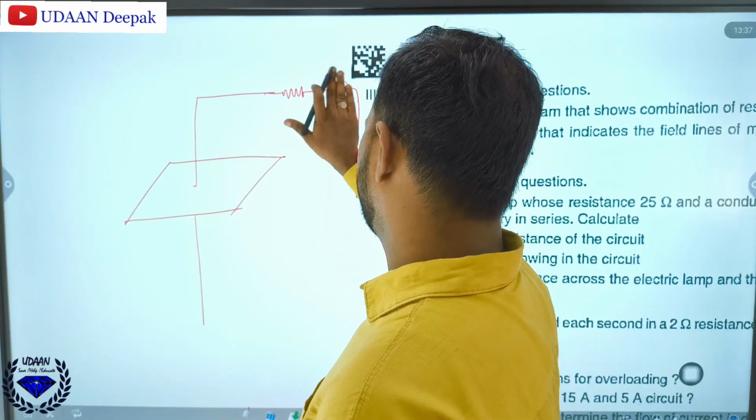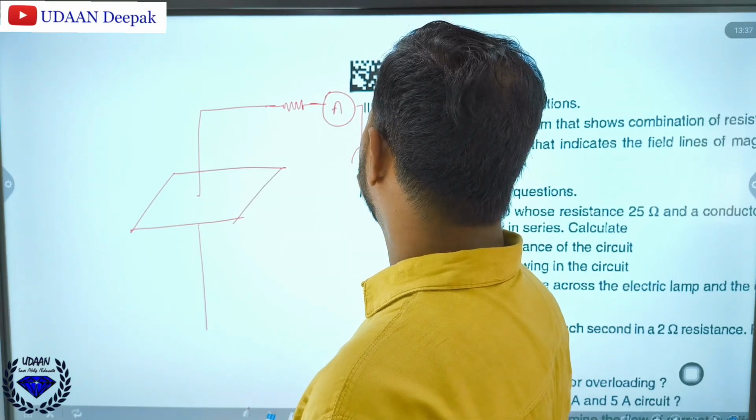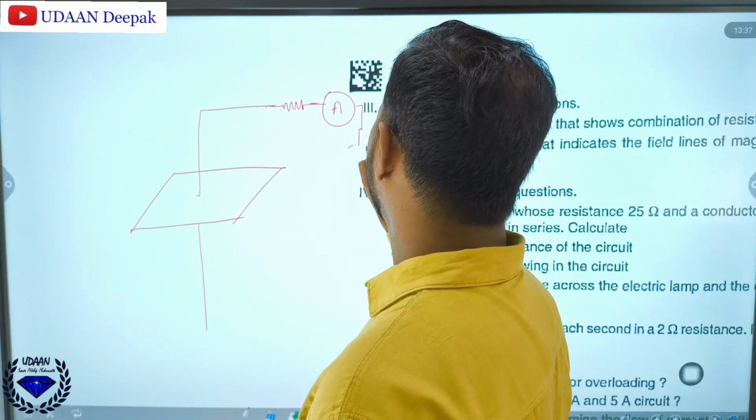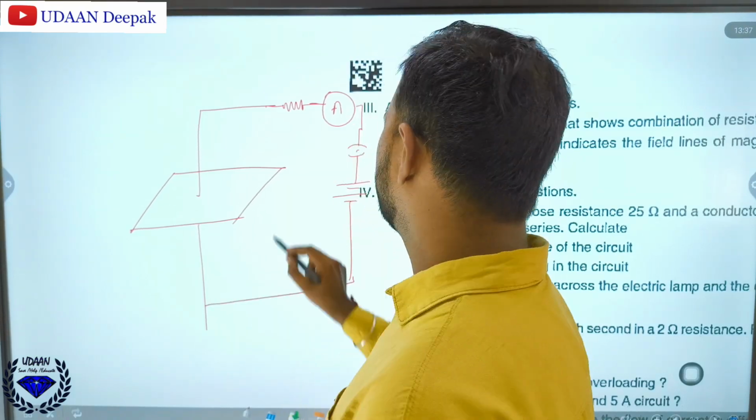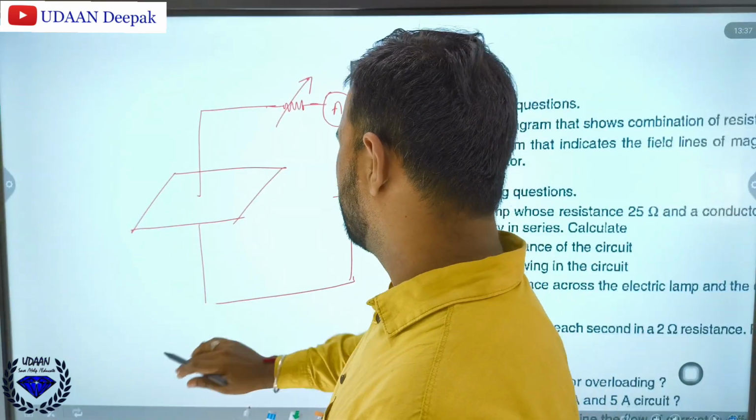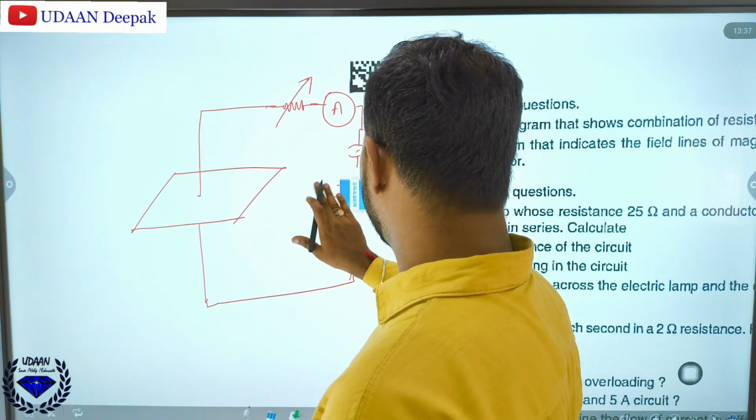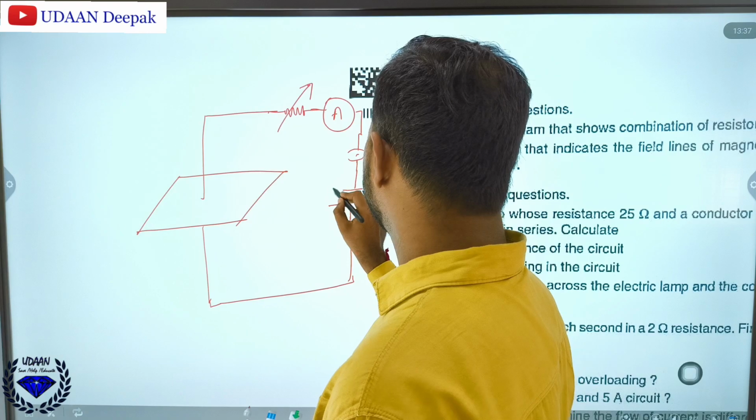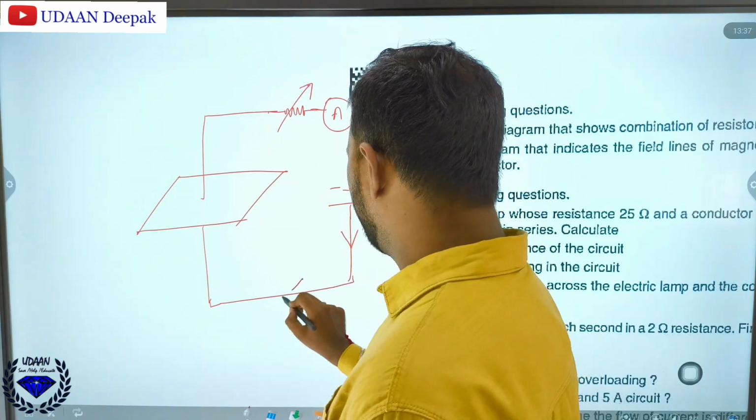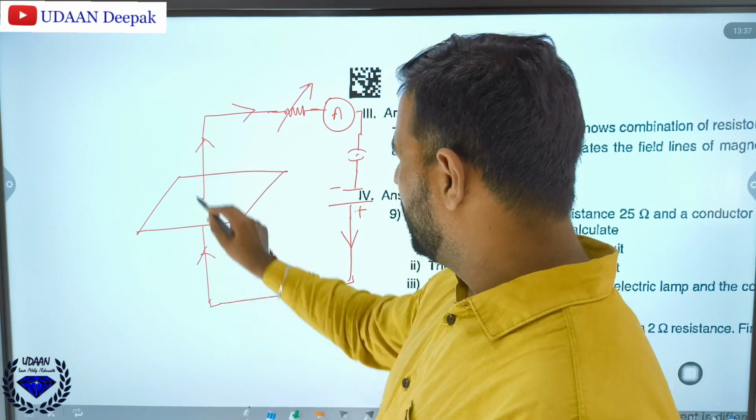Then you can connect the ammeter. Then you can connect the key here. Then you can connect the battery or cell. So this is how you should draw. This is variable resistance. Now you see here. I'll take this as positive and this one is negative. So how will the current flow? You should show it in the diagram. The current will flow from positive to negative.